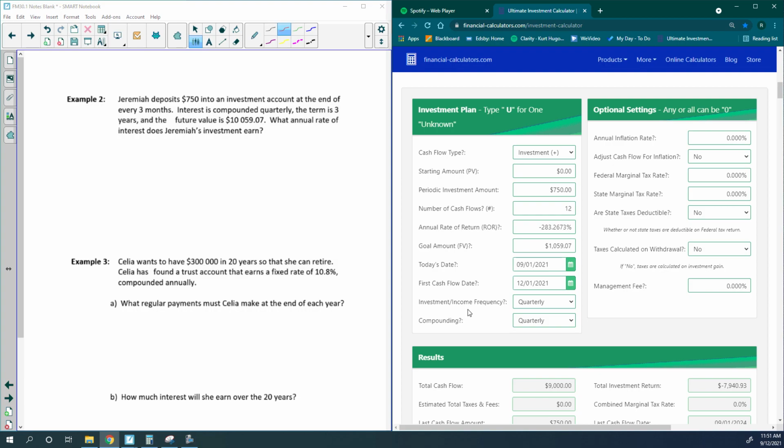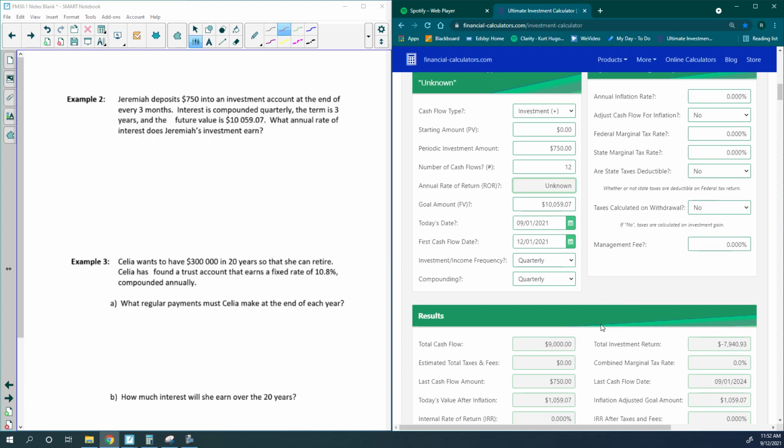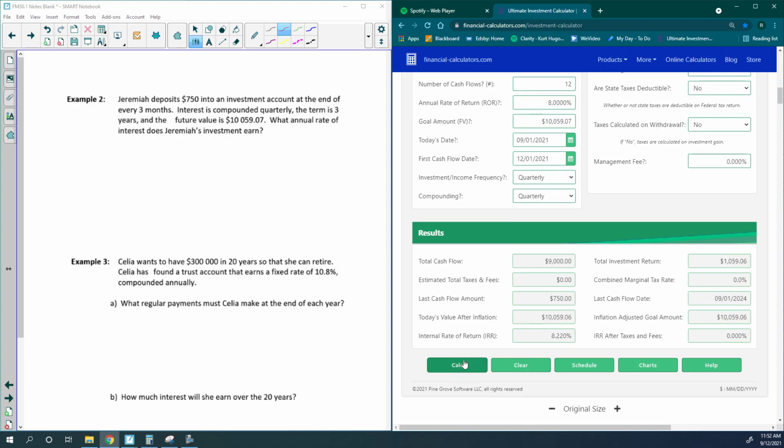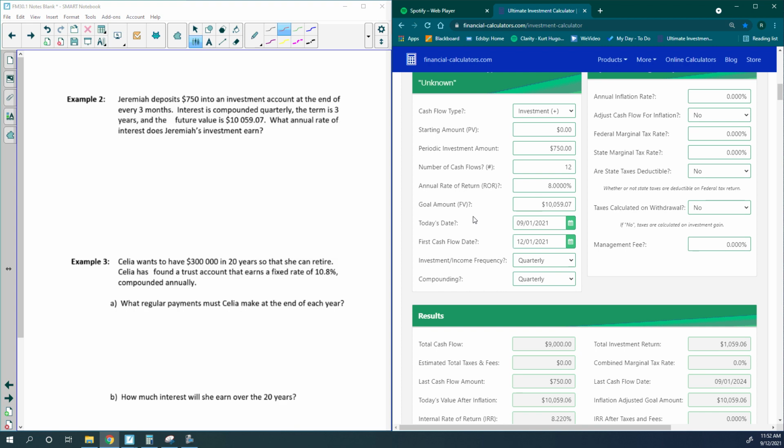And so, oh, I did not type in the goal amount properly, so let me fix that. I missed a 0. Just a point, make sure you're double checking what you're putting in. So let's try this again. There we go. Now we got it this time.